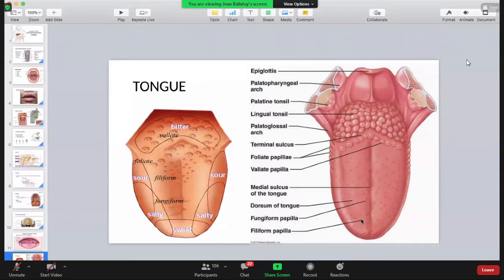The filiform papillae are located at the tip of your tongue, which are long pinkish-gray projections that are sensitive to touch. They are the ones responsible for your tongue being sensitive to touch. Fungiform papillae are the pink-red spots at the apex or the margin of the tongue, and this is where the fungiform papillae are located. Okay, so make sure you know the location of your papillae.